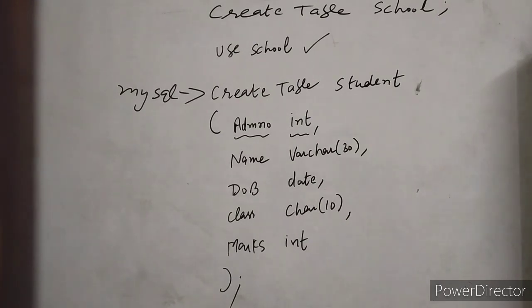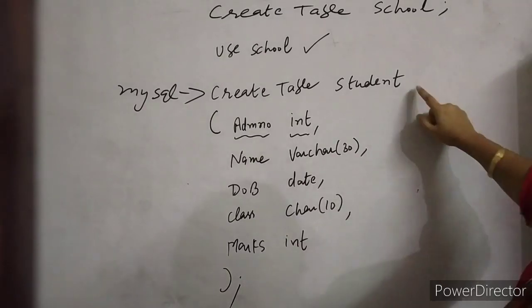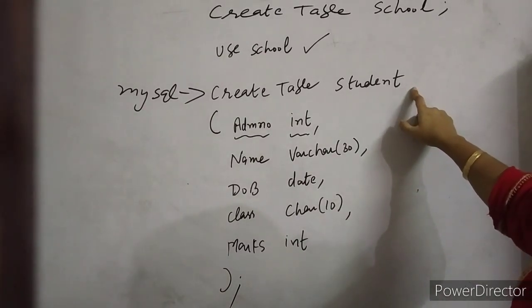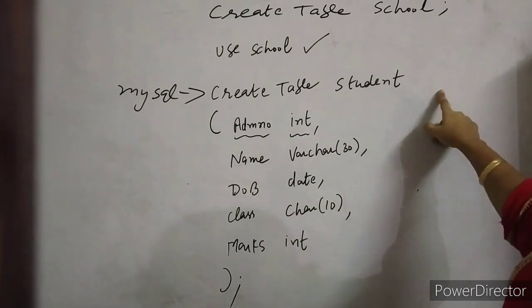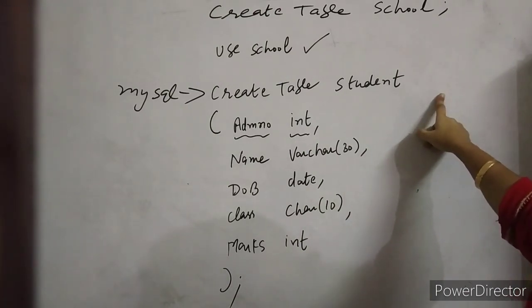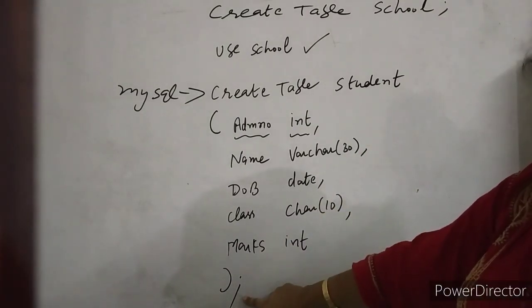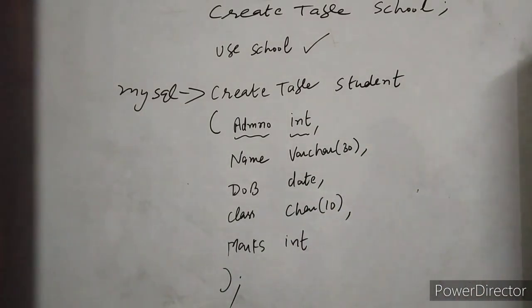But always remember that you will not press the semicolon here. If you type the semicolon and then press enter, the command will be terminated. You have to type the semicolon at the last. Clear? I think this create table command is clear to all of you.